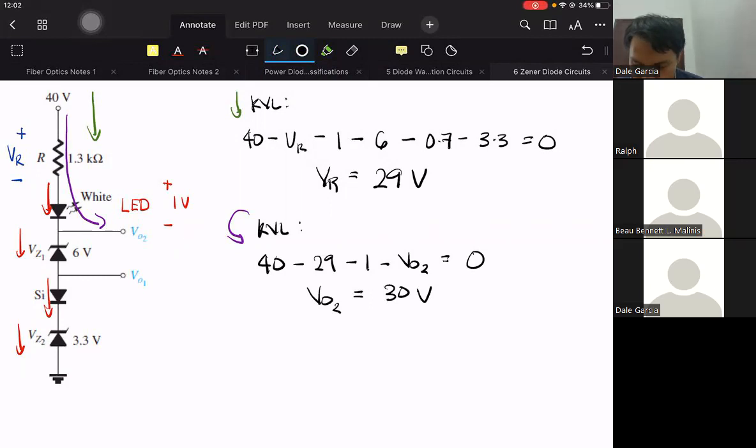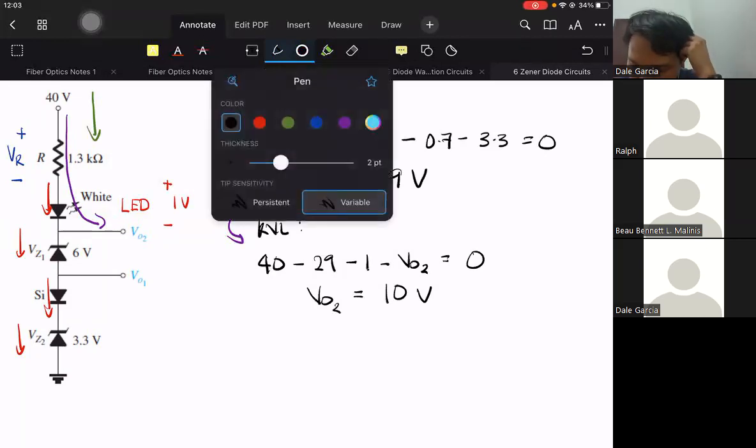So, 40 minus 1, minus 29, that is 10. 10 volts. Yeah, that's correct.